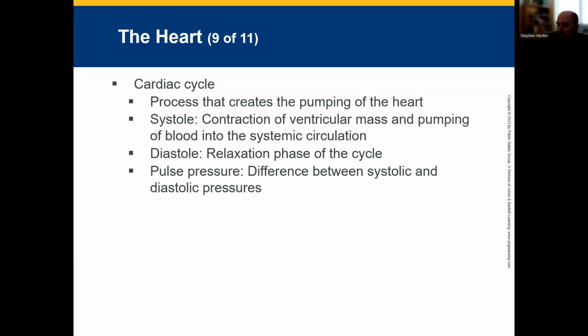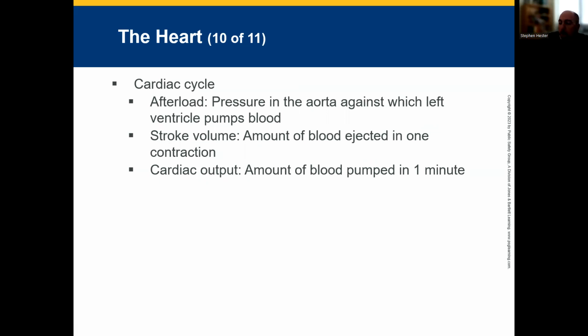So the cardiac cycle: we have systole, which is the contraction of the ventricular mass and pumping of blood into the systemic circulation. Then we have diastole, which is the relaxation phase. Pulse pressure is the difference between those two. The afterload is the pressure in the aorta against which the left ventricle pumps out the blood. The stroke volume is the amount of blood ejected in one contraction, and cardiac output is the amount of blood pumped in 1 minute.